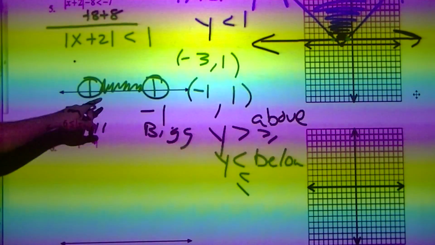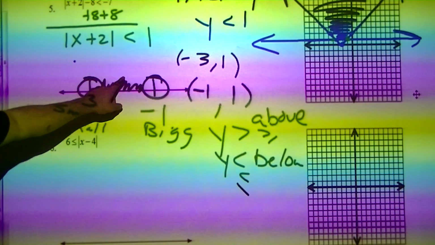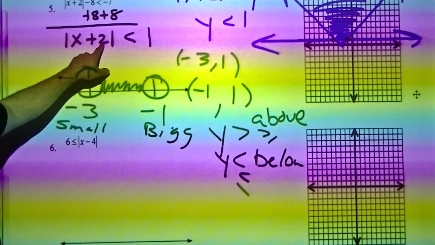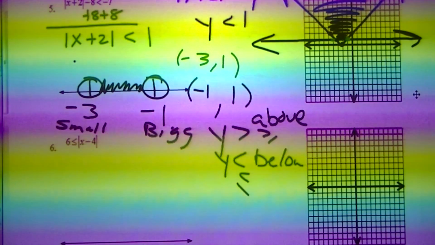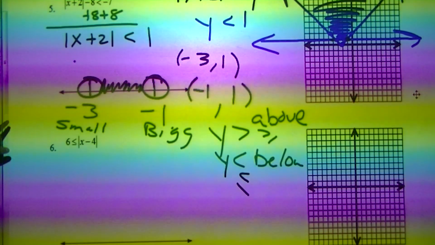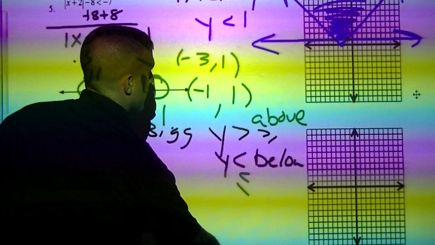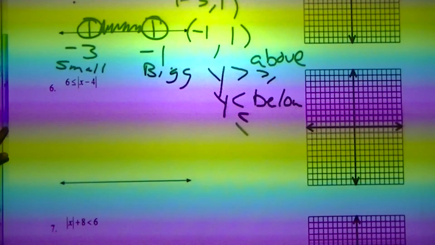And what that means is if I were to pick out, let's say, a -2 and put that in there, -2 plus 2 would be 0. That would be less than 1. So that's an example of that graph. And on your calculators, it will even show you the common shaded area.